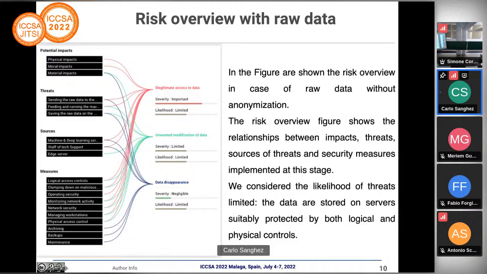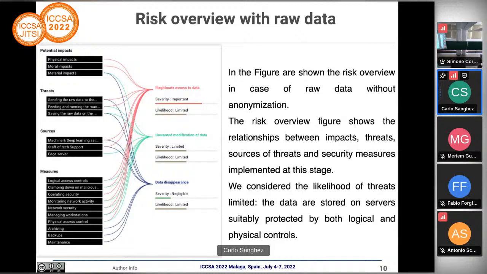As you can see in this image, on the left side, there is a lot of information that gives us the risk level for the system. I mean, potential impact for individuals, threats, sources. In the sources, there are the machine and deep learning server, staff of tech support, edge server, and controls that Flyber staff applies. In order to mitigate risk level, Flyber staff applies a lot of controls.